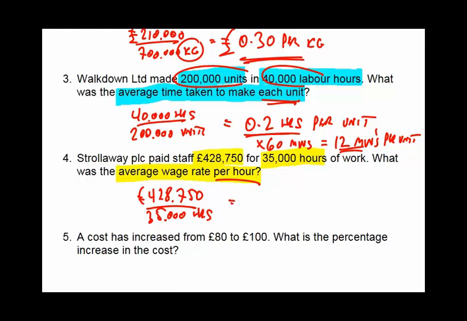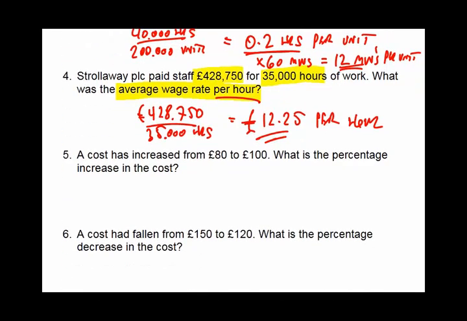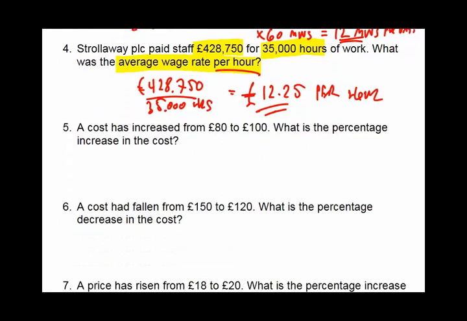And if I now do my calculation of £428,750 divide by my 35,000 hours, I get that coming to £12.25 per hour. So a rather more acceptable wage rate than £1 per hour. So those first four examples are looking at different averaging calculations, trying to work out costs per hour or amounts of material per unit. Key again is just make sure you're dividing the right number by the right other number and you're not doing it the wrong way round.